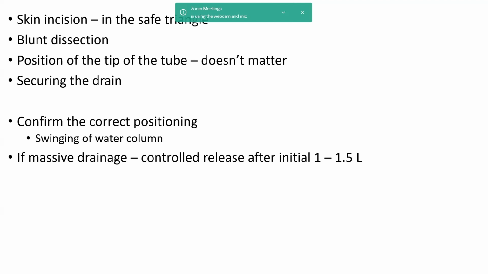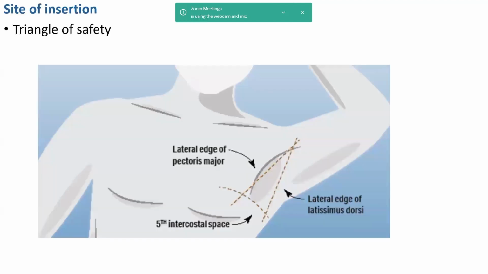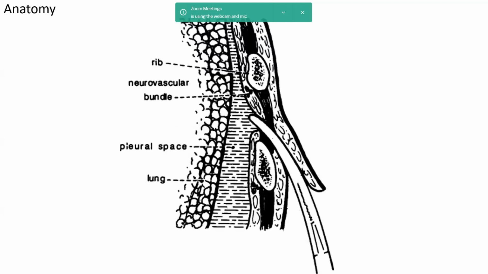If there's massive drainage, you may have to control the release to prevent re-expansion pulmonary edema. Initially they recommend removing 1 to 1.5 liters, and then gradually removing about 100 to 200 milliliters per hour. So this is again what I just discussed.